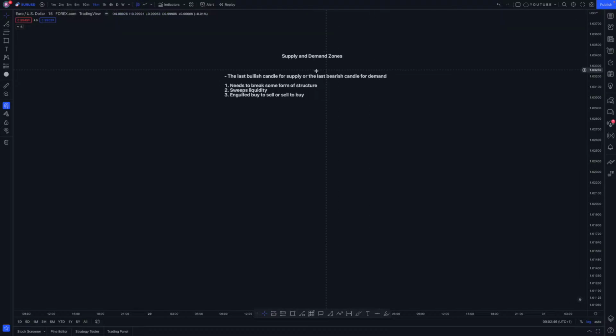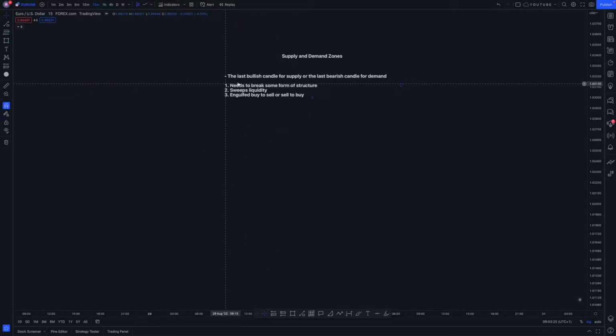So as you can see on screen, for supply and demand zones we will need these three rules. Some of them are mandatory, but some of them are just a confluence, and you don't need every single one of these, but the more you find, the better. The ones we need to see happen: number one, it needs to break some form of structure.